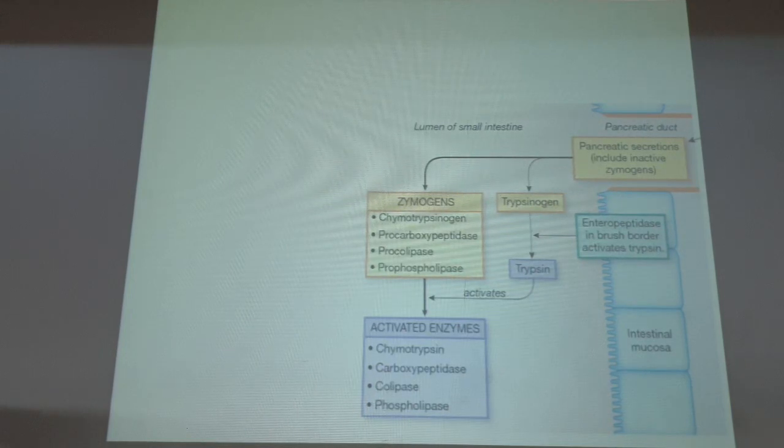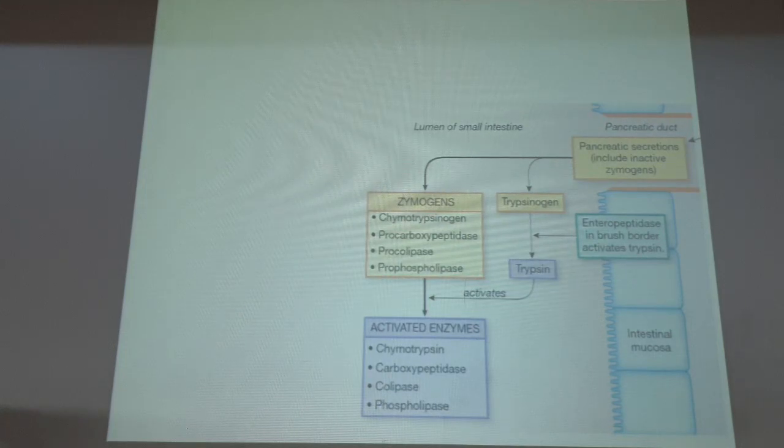Trypsin is normally activated in the intestinal cell. In the normal condition there is no problem of activation in the pancreas, because there is a trypsin inhibitor secreted with it. But activation happens whenever there is obstruction to the pancreatic duct.